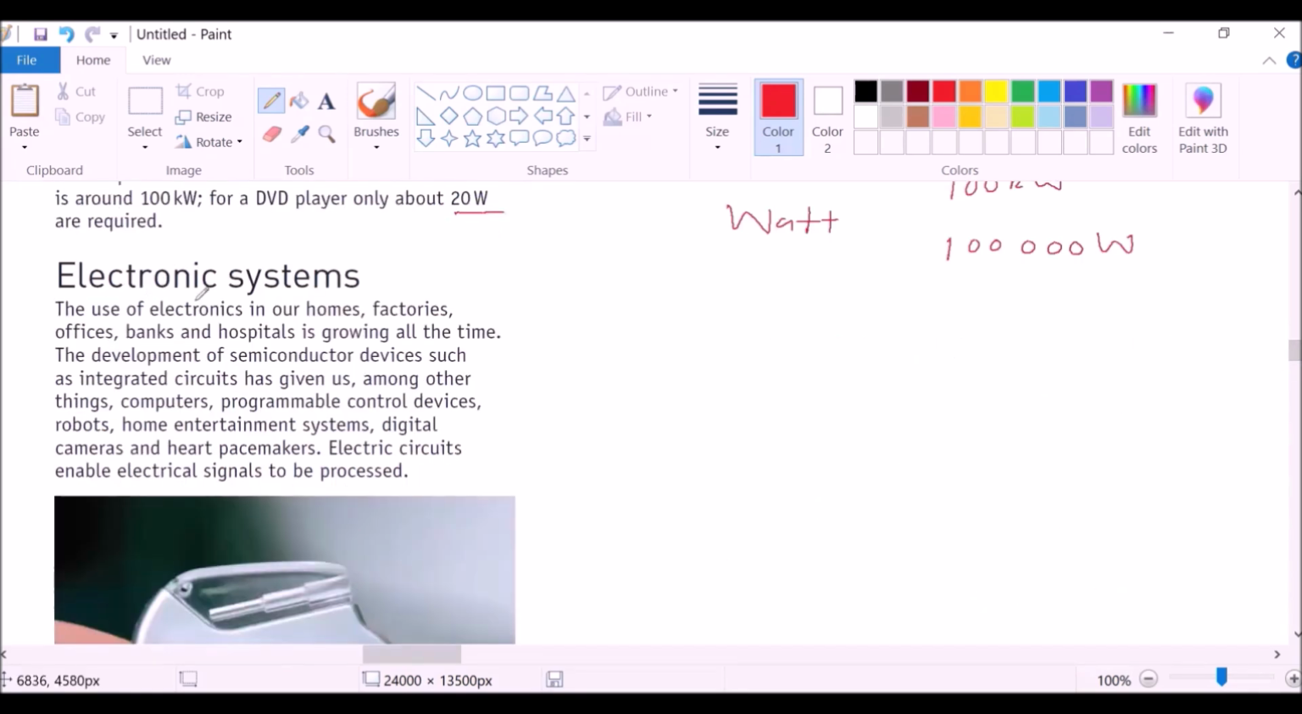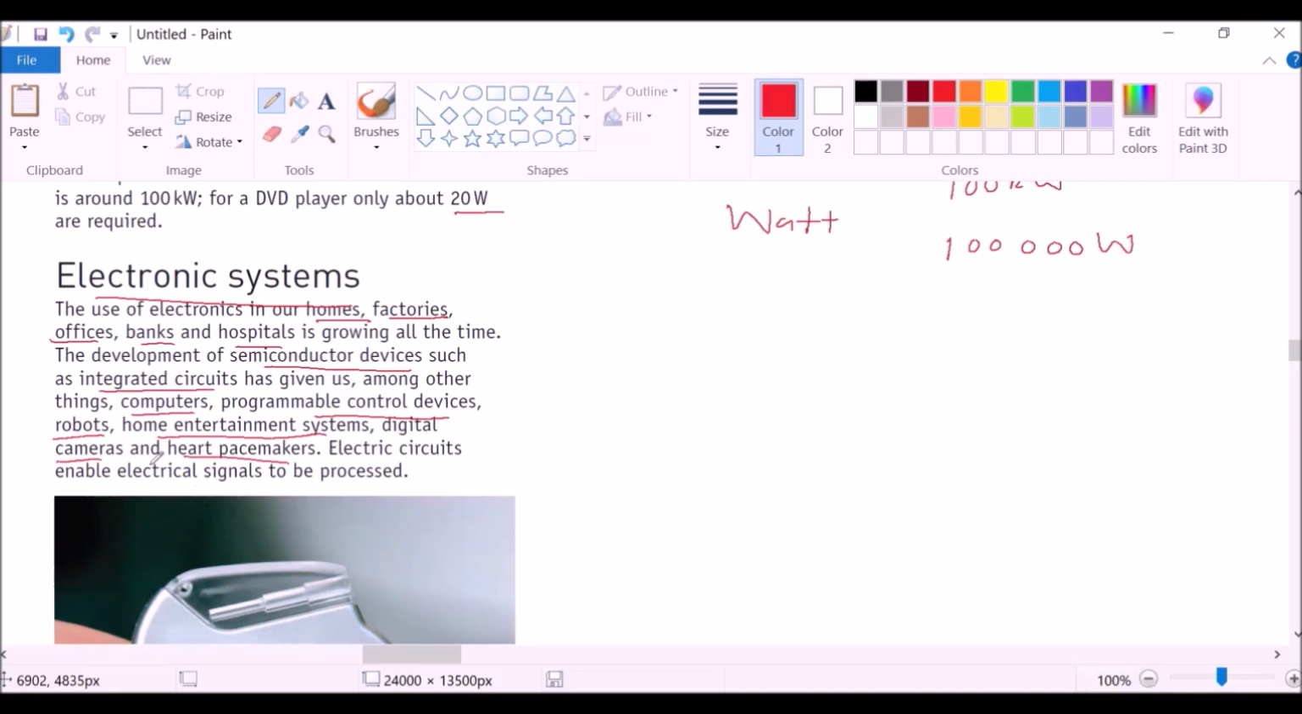Electricity can also be used in electronic systems. Electronics are used in our homes, factories, offices, banks, and hospitals. The development of semiconductor devices, such as integrated circuits, has given us things like computers, programmable control devices, robots, home entertainment systems, digital cameras, and heart pacemakers.